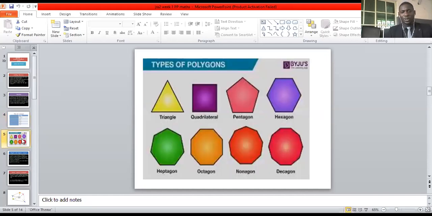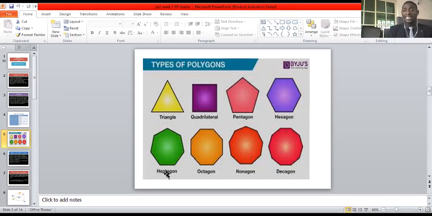Let me take you through the sides of each shape. Look at a triangle. Let us count the lines: 1, 2, and 3. Look at the quadrilateral. It's like a square or a rectangle. These are quadrilaterals, and they have 4 sides. Look at the pentagon; count gradually from point to point. Look at the next one, the hexagon. It has 6 sides: 1, 2, 3, 4, 5, 6.